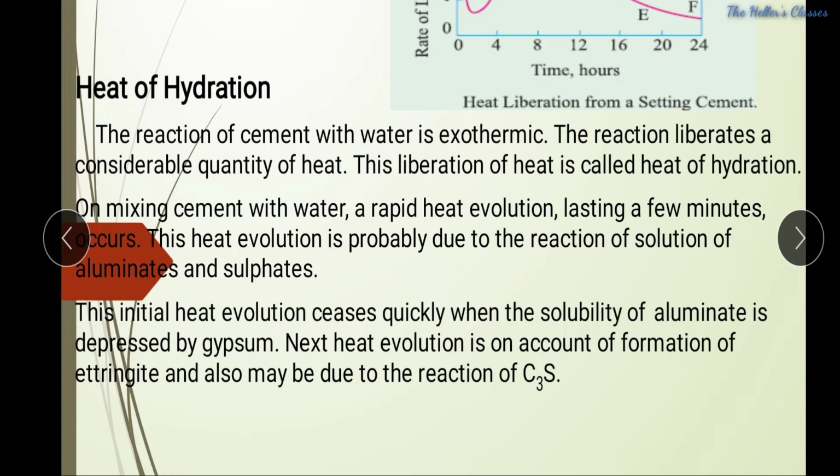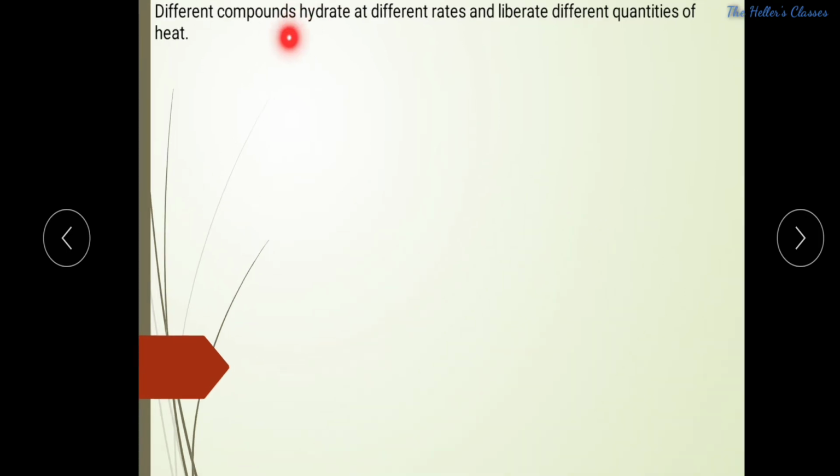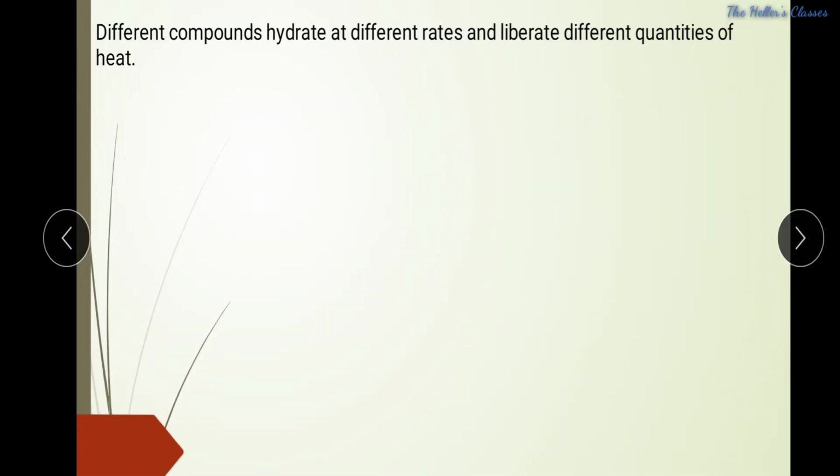After the release of some heat, the next stage of heat evolution is because of the reaction between C3S and water. Tricalcium silicate is also responsible for releasing some heat when it reacts with water. So this is how heat is released whenever water is added to the anhydrous cement, and that is the exothermic heat of hydration. Next, the different compounds hydrate at different rates and liberate different quantities of heat.